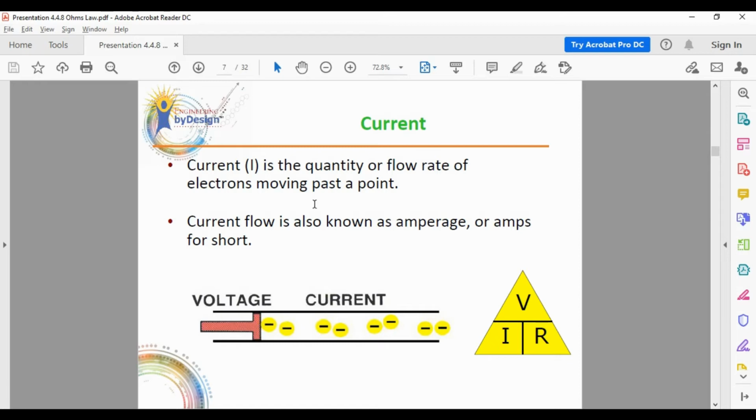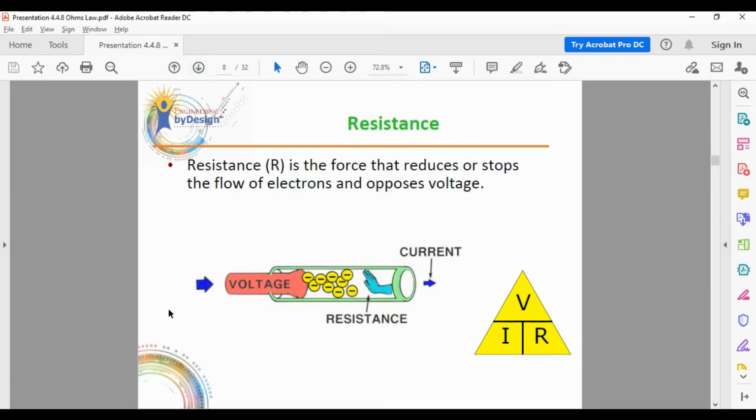Go back to the river example. You can swim very comfortably in incredibly large bodies of water and never have an issue. It's when that water is moving really fast that you run into problems. So current flow, also known as amperage or amps. We measure current flow in amperage, which I just tend to say amps. And again, that is how quickly the electrons are moving.